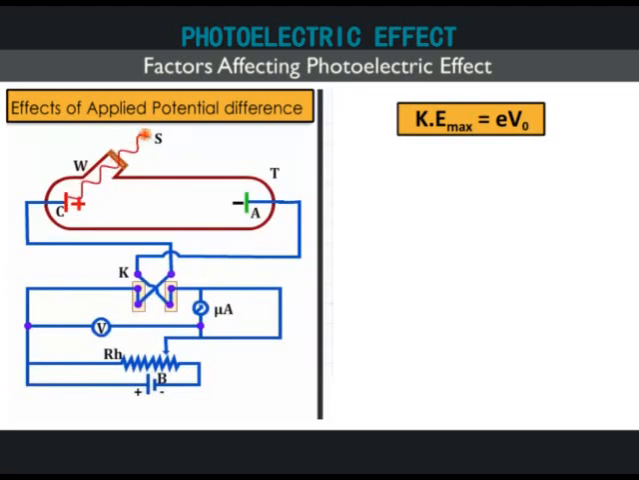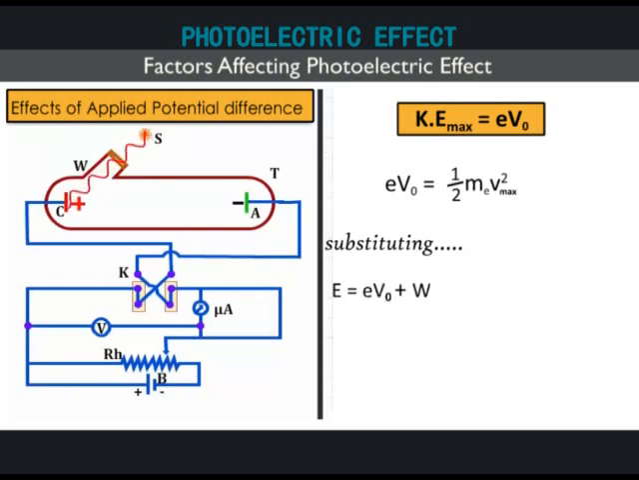This is equal to the work done by the stopping potential, meaning that eV0 is equal to half mv squared. Substituting in Einstein's equation, E is equal to eV0 plus the work function, or hf is equal to eV0 plus hf0. So eV0 is equal to hf minus hf0.